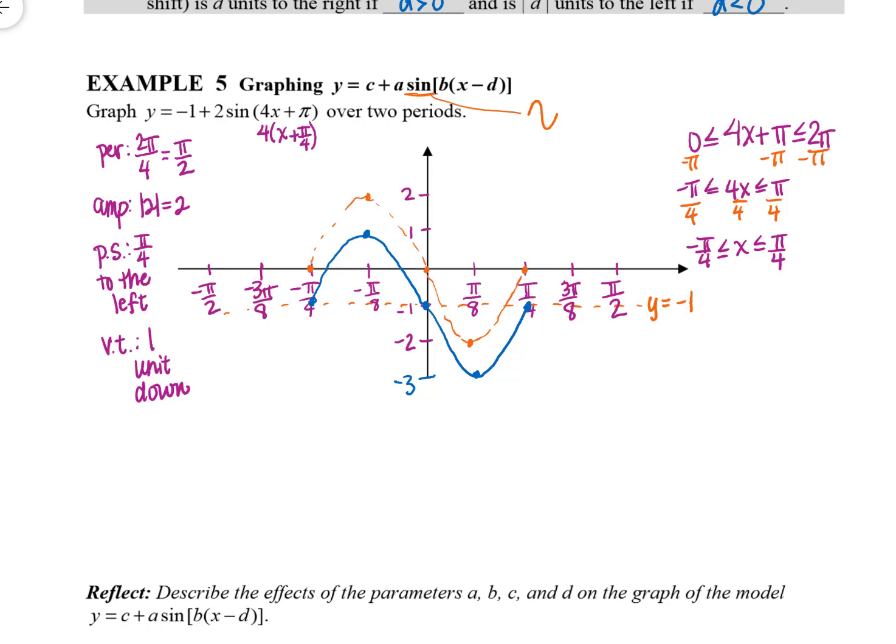The function will be repeating to the right and to the left, so it's going to go up to the maximum at 1, 3 pi over 8, 1, and then down to the middle at pi over 2. It will go down to -3 at -3 pi over 8, and then back up to -1. And we've just graphed a sine function that had both a phase shift and a vertical translation.